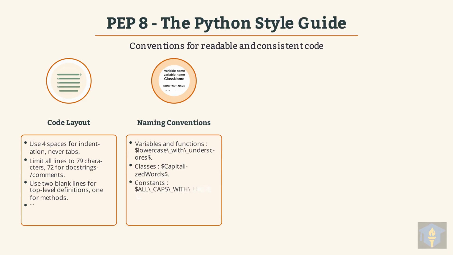For constants, use ALL_CAPS_WITH_UNDERSCORES to signify that their values should not change during execution.